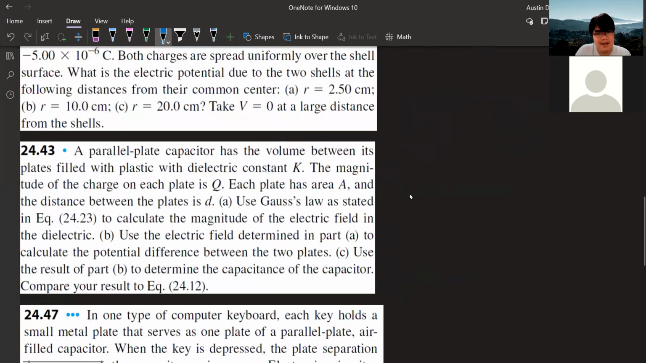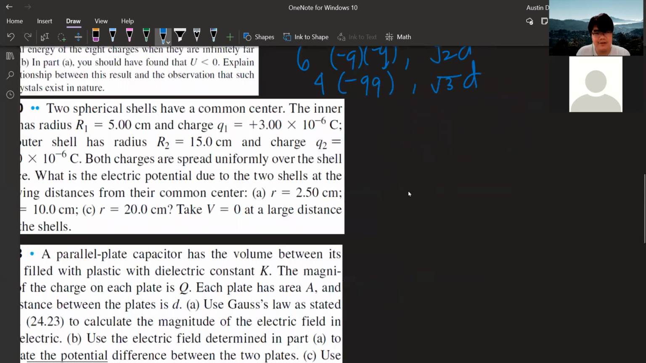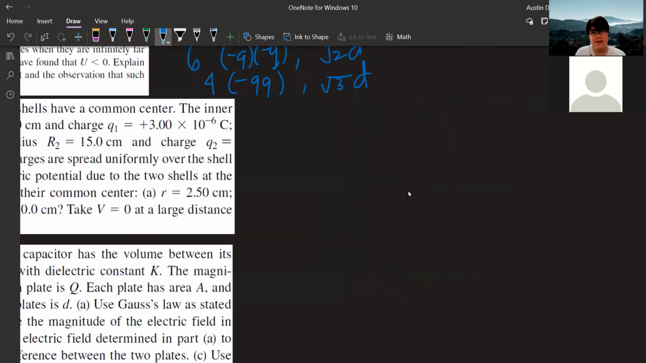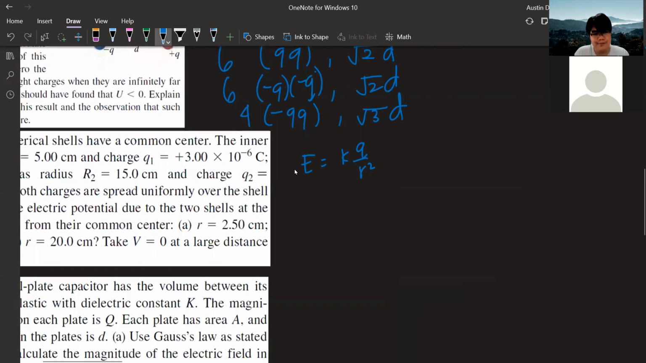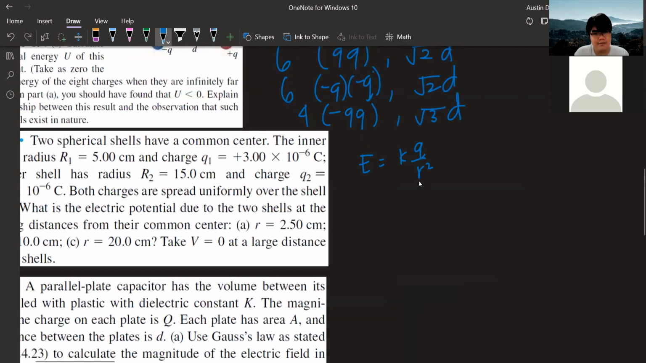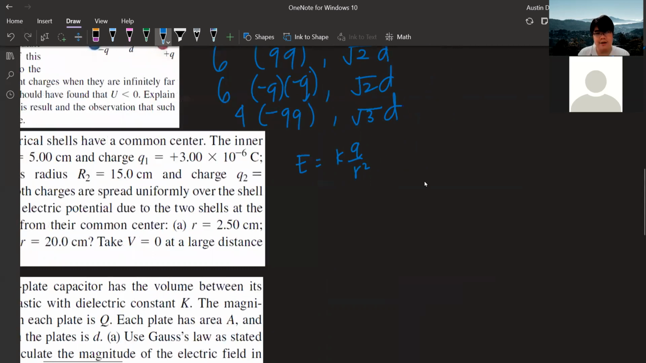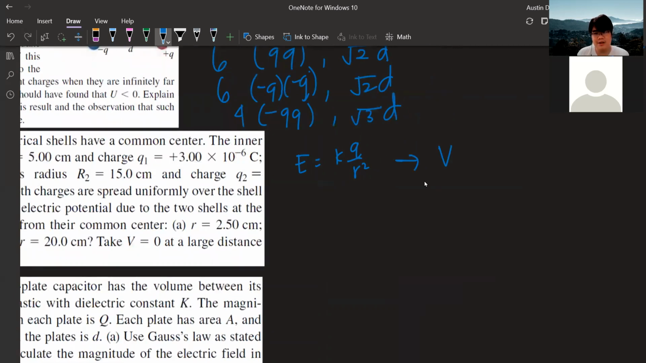For a spherical configuration of charges, alam natin that the electric field looks like kQ over r squared. Okay? For any spherical object, di ba? Ganito yung makikita mo pag malayo ka dun sa surface ng charge. Okay? Ito yung makikita mo. And then, of course, this would result also to a potential that is kQ over r.